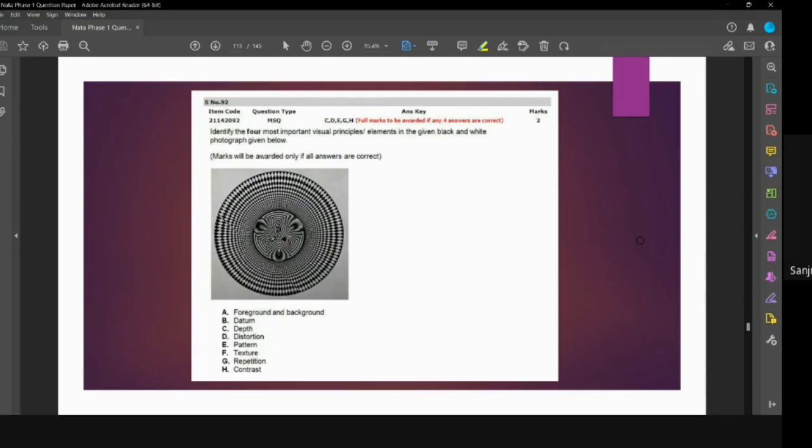അടുത്ത question. Identify the 4 most important visual principles or elements in the given black and white photograph given below. So അടിയിൽ തന്നിരിക്കുന്ന image refer ചെയ്തിട്ട് we are supposed to identify 4 most important visual principles or elements. So firstly, we can see depth. Also, it is a little distorted, so there's a distortion. Then we can see a pattern. There's also repetition and contrast. So the correct answers are option C, D, E, G, and H.